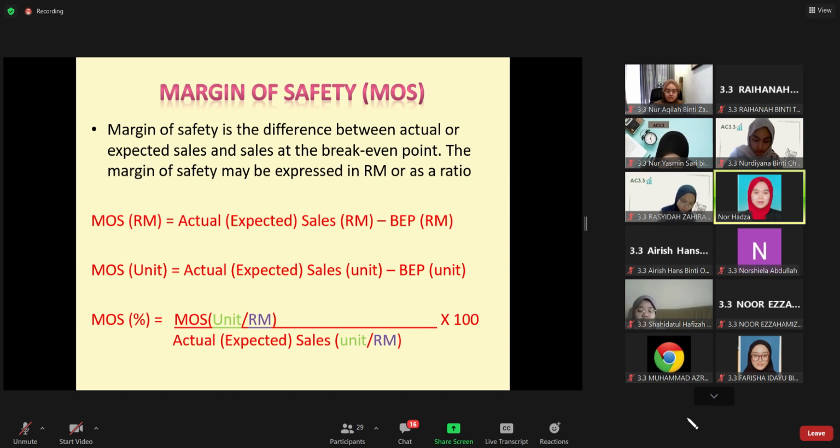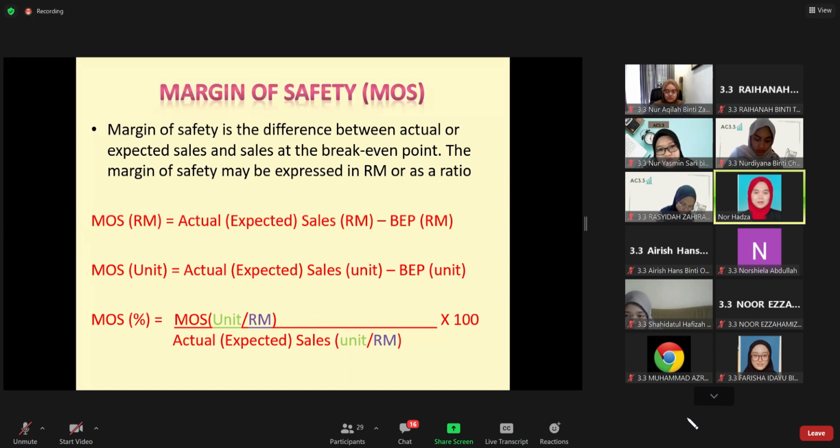If you reduce the sales in the margin of safety range, you are still making a profit. But if you reduce the sales quantity more than the range, the company will suffer a loss.